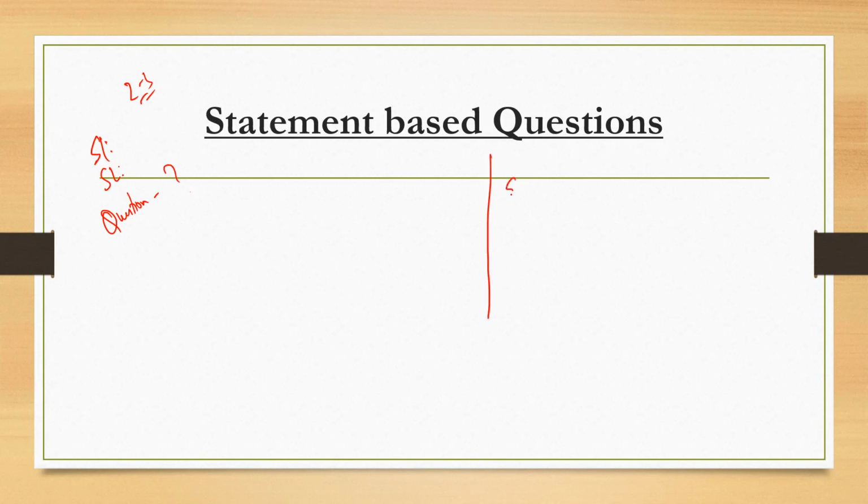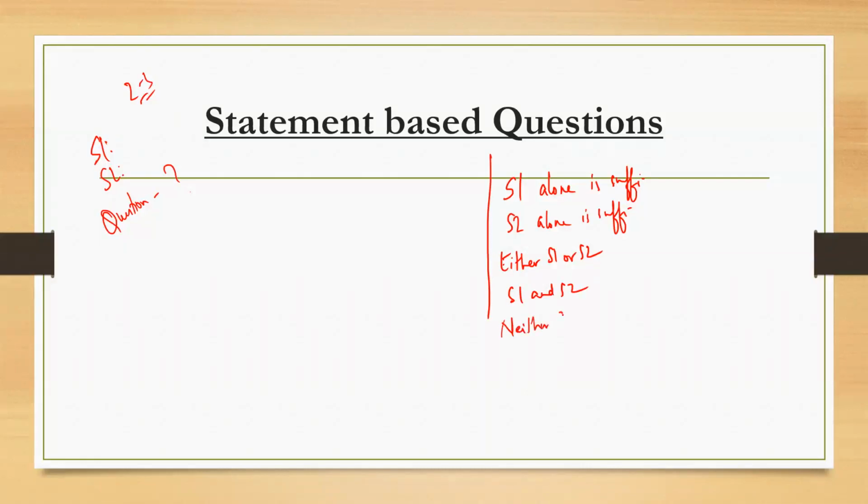Here the priority is: S1 alone is sufficient to answer the question. Second, S2 alone is sufficient to answer the question. Then either S1 or S2, S1 and S2, and finally neither S1 nor S2. This is the priority in which you will answer the question. For example, if you are able to answer the question through S1 alone, you will also check whether you can answer through S2.